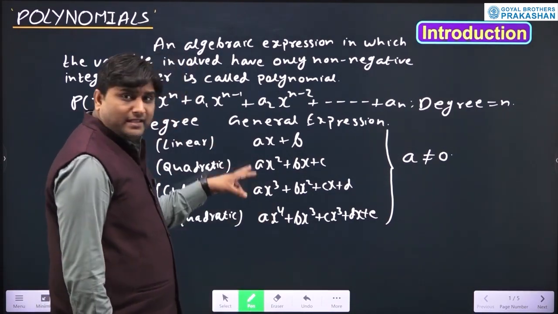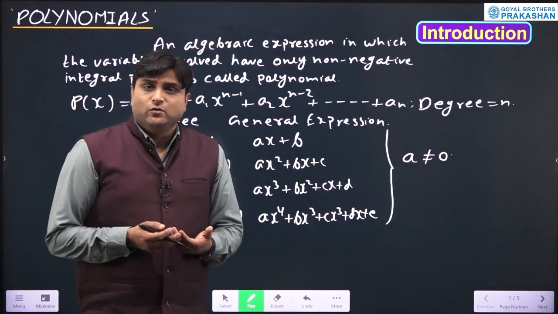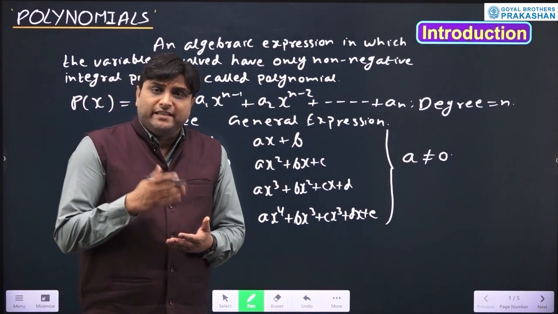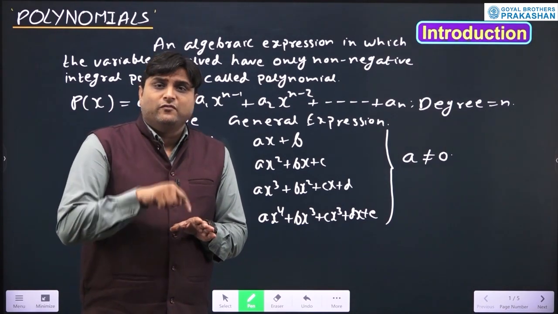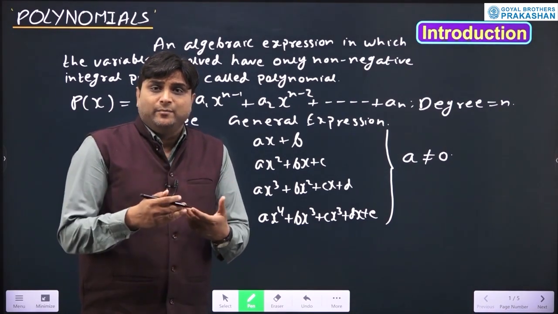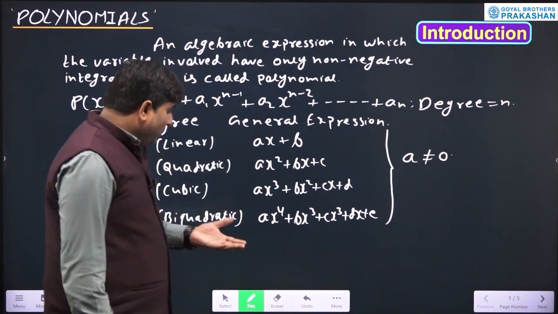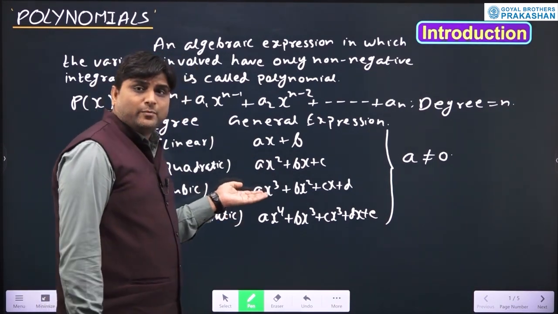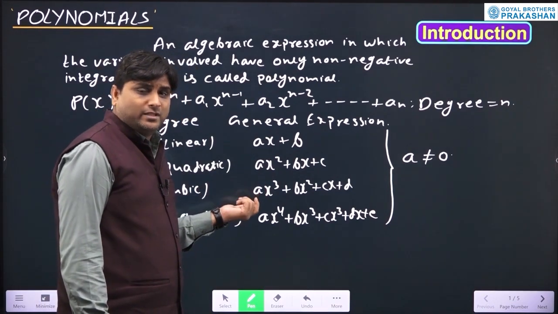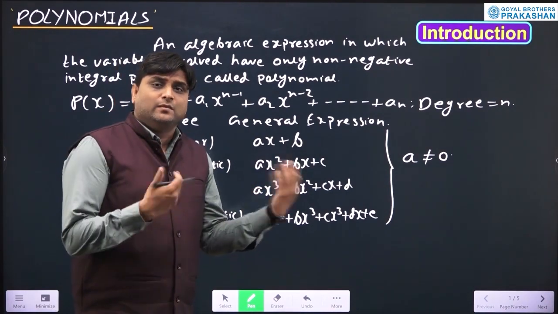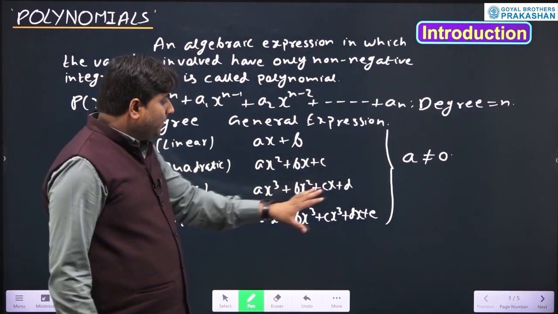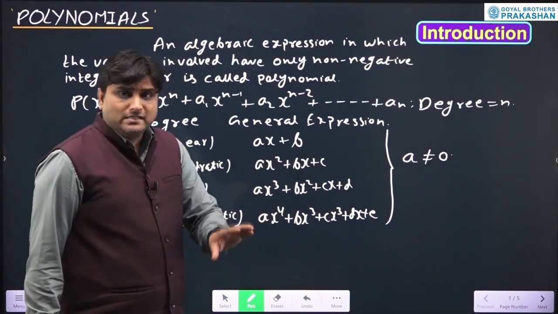So basically a is called the leading coefficient. Leading coefficient means the coefficient of the highest power of x, and it should not be equal to 0 because that power of x only defines its name, defines its degree. So cubic means a third order polynomial should be there, degree 3 must be there. If we put a equal to 0, then the coefficient of x cube will not be there and it becomes quadratic only. So a should not be equal to 0 in all these cases.